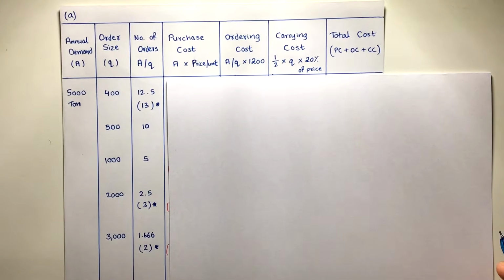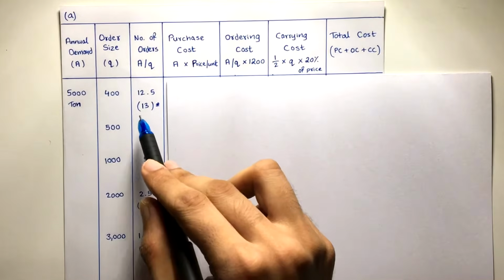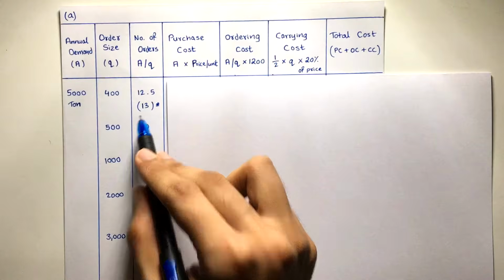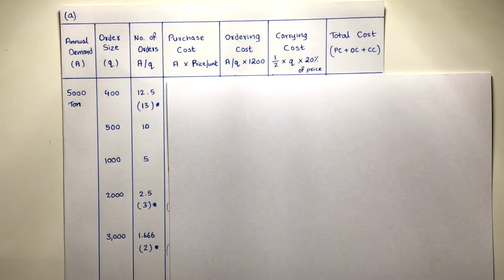That is what ICAI has done. ICAI has rounded off the figures and you have to round it off. Is it clear? Only upwards, not down, only upwards. So I have rounded off over here to 13. Is it clear? And then see the following calculation.